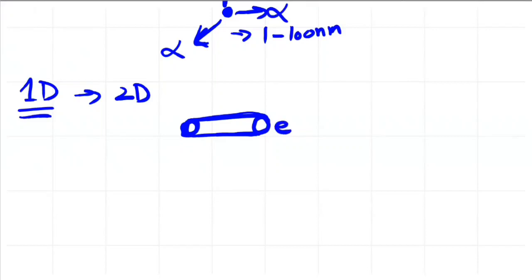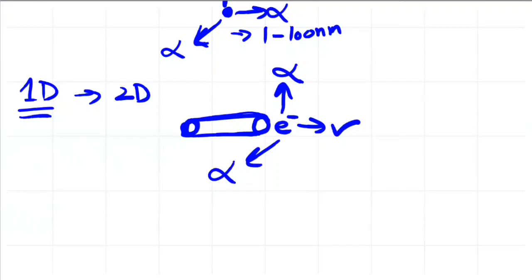So suppose the electron is moving in this. So we can say that these are the three directions and the electron can only move in this direction. The other two directions are out of reach. They can't move in these directions, which means that only this direction is above the 1 to 100 nanometer range. The other two directions are in the 1 to 100 nanometer range.